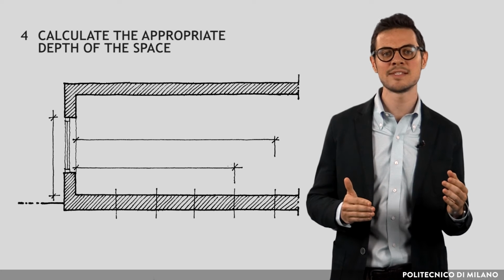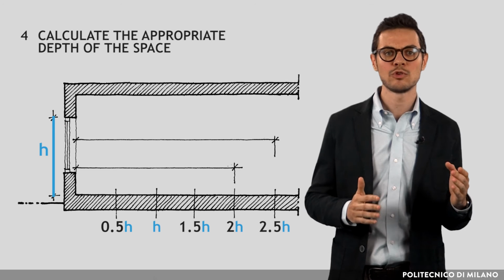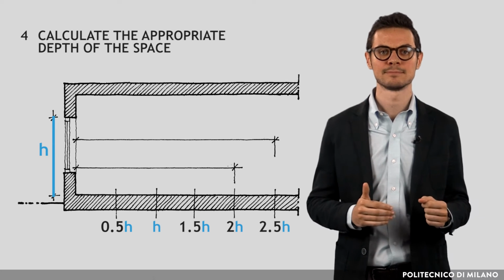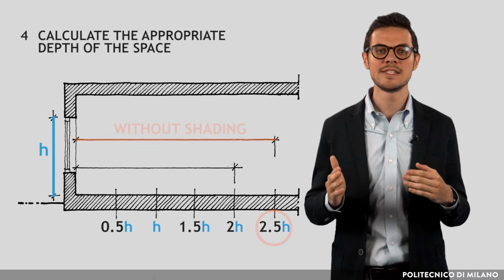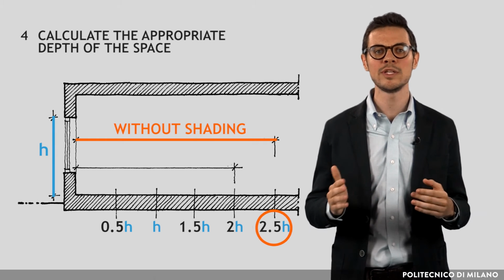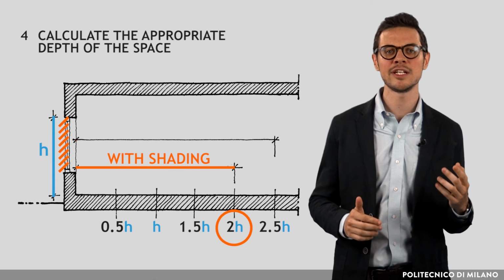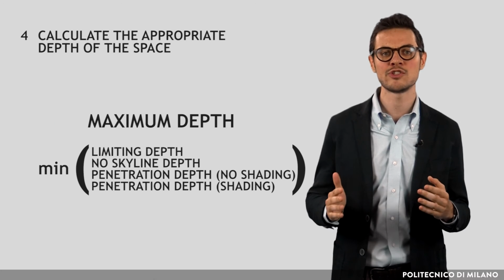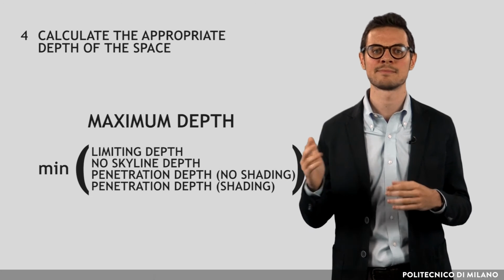Daylight penetration in a space varies linearly with window head height. The relationship factor varies depending on whether or not a shading device is used. The limiting depth beyond which the natural light is insufficient is equal to 2.5 times the window's head height considering a window without shading elements, and 2 times the window's head height considering windows with shading elements. The maximum depth for the exploitation of the daylighting is the minimum of the quantities calculated in the previous passages.